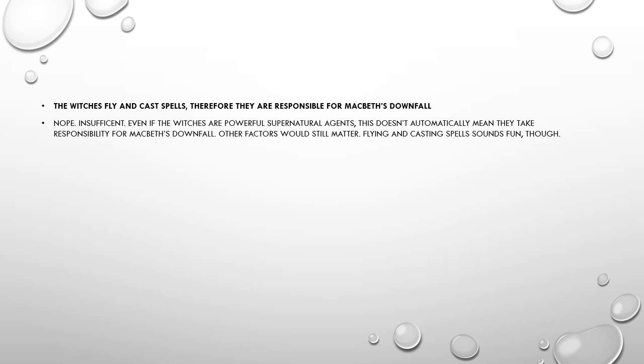Other factors would still matter, like his guilt, like his ambition, like his wife, for example. So the very fact that people are flying around and casting spells, absolutely that's supernatural, but that doesn't negate natural explanations. So responsibility remains an open question, regardless of whether they're supernatural or not. It just doesn't follow that because they're supernatural, they must therefore be responsible for Macbeth's downfall.